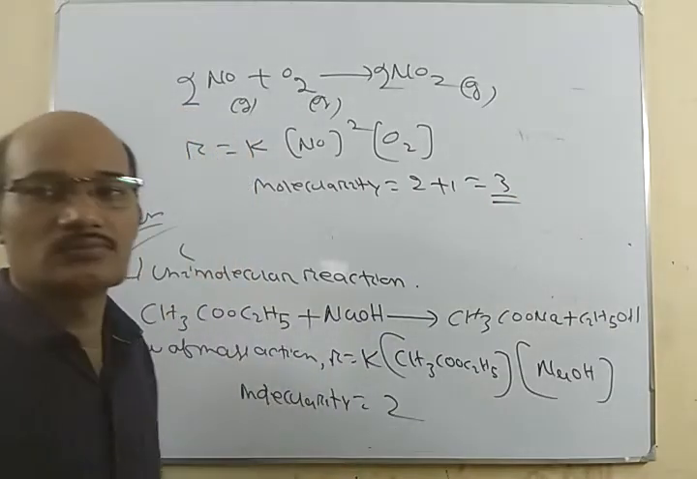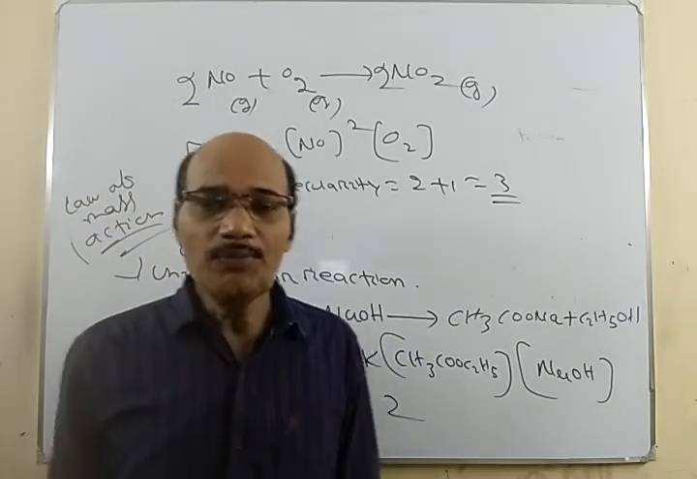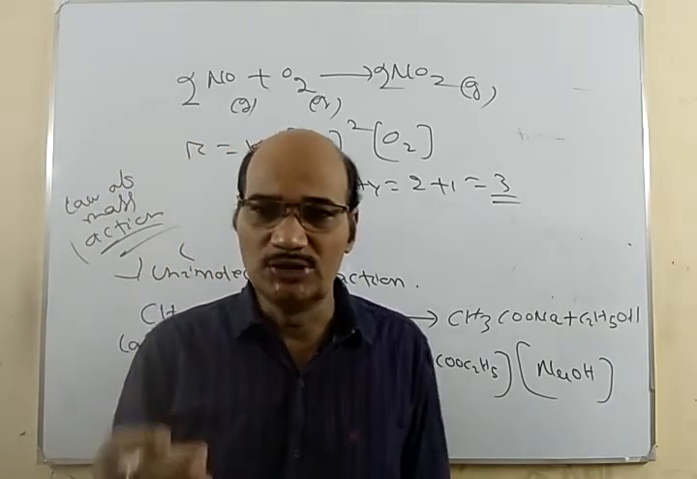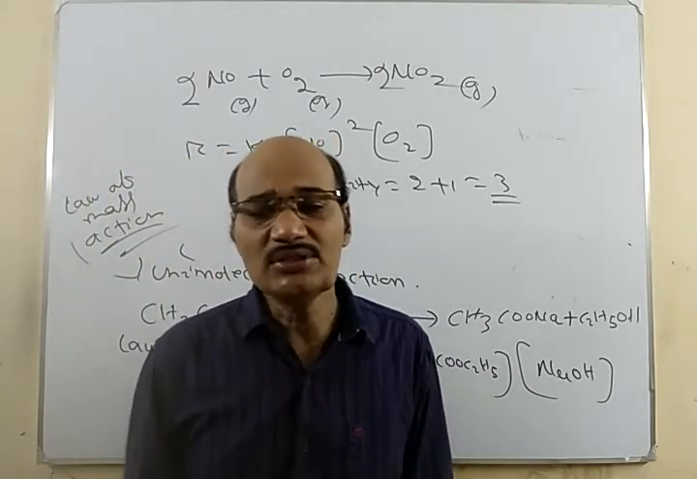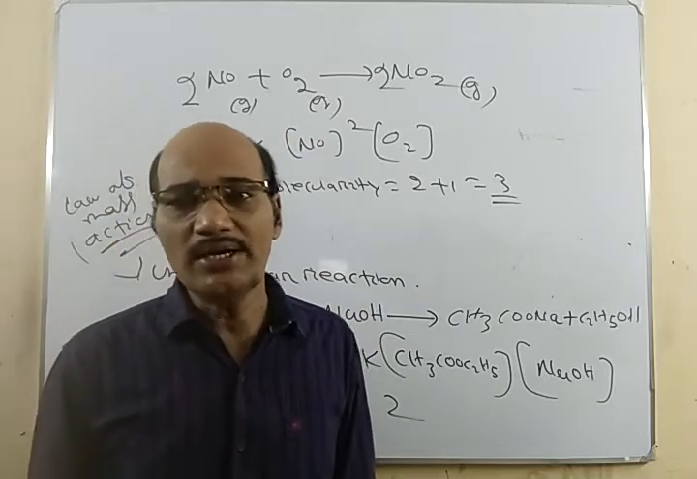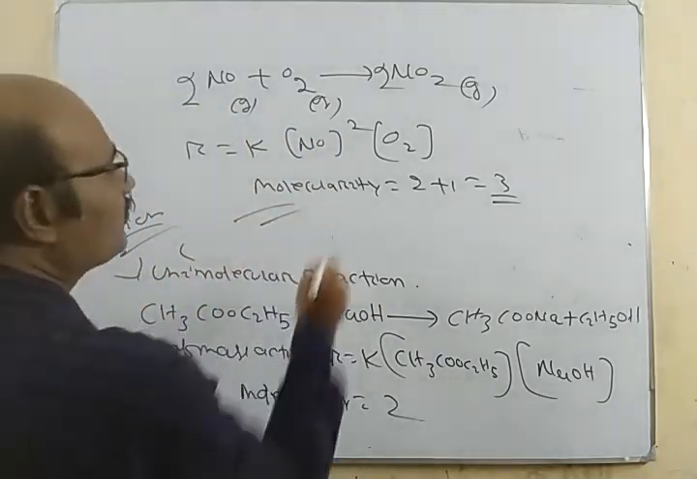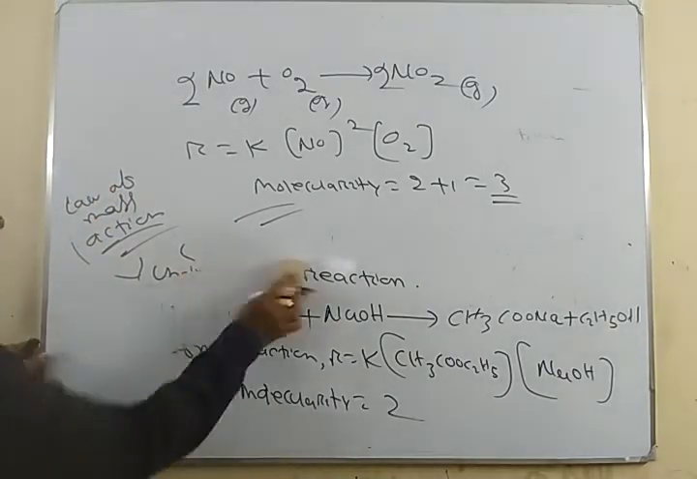3. So if one molecule is participating, it's unimolecular. If 2 are decomposing, bimolecular. If 3 are colliding, then trimolecular. So this is a trimolecular reaction.